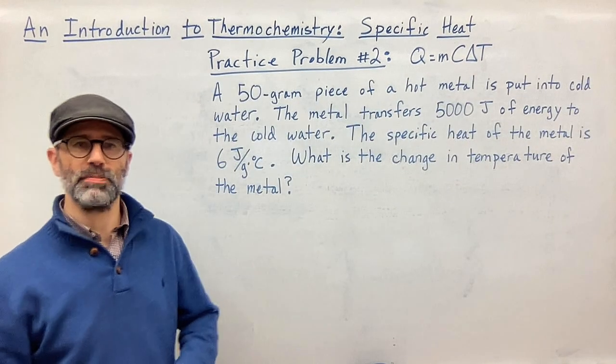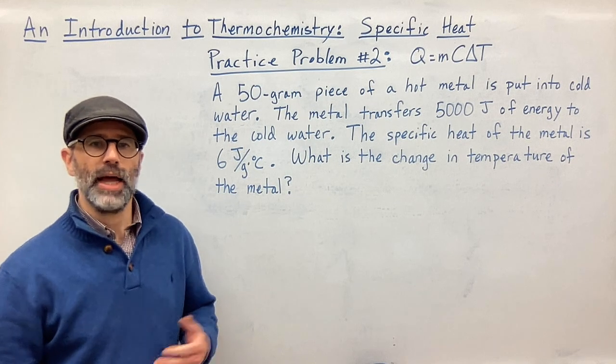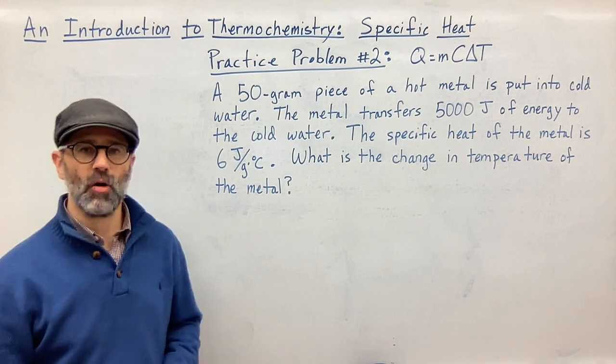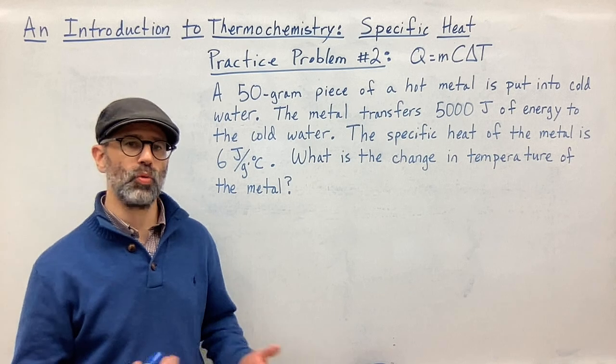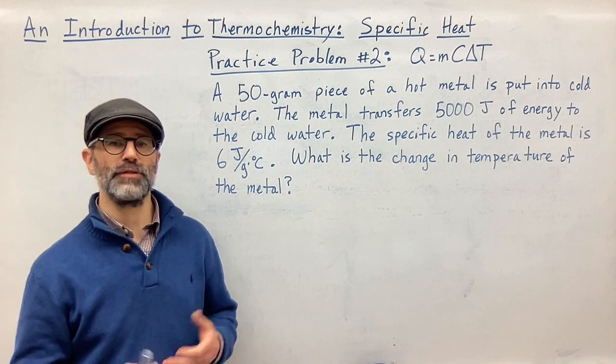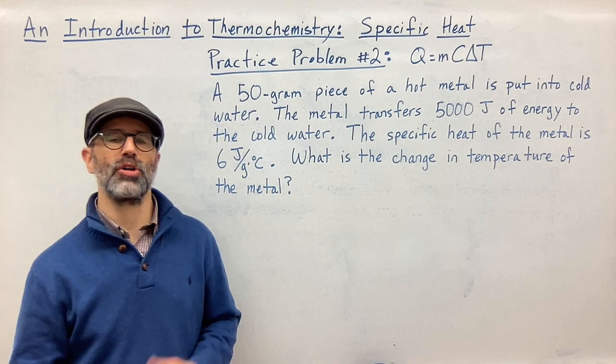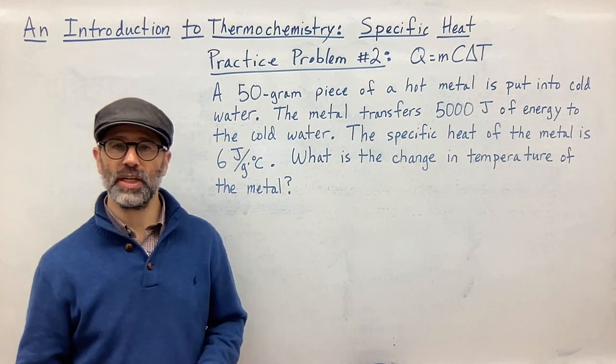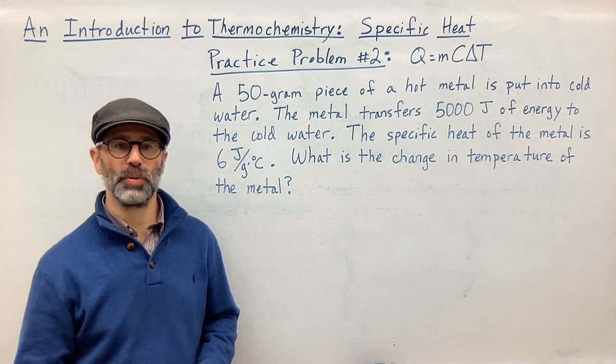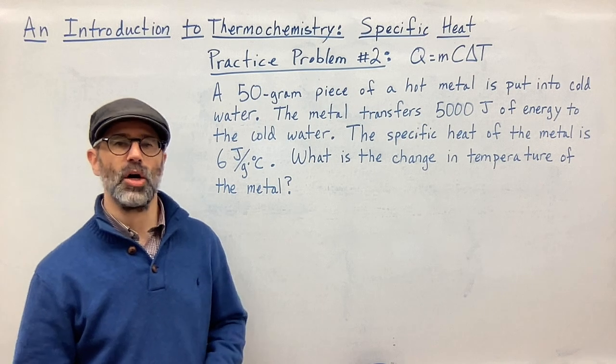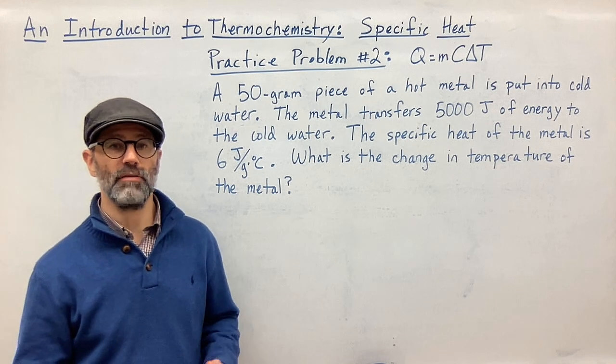Okay, so here is practice problem number 2. A 50-gram piece of hot metal is put into cold water. The metal transfers 5,000 joules of energy to the cold water. The specific heat of the metal is 6 joules per gram degree Celsius. What is the change in temperature of the metal?